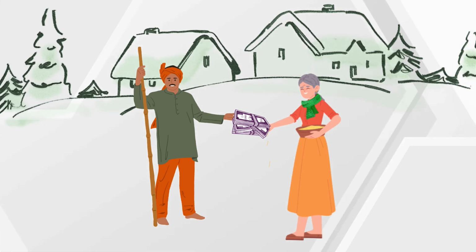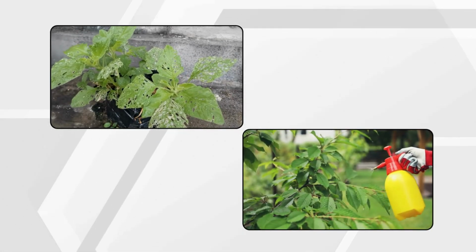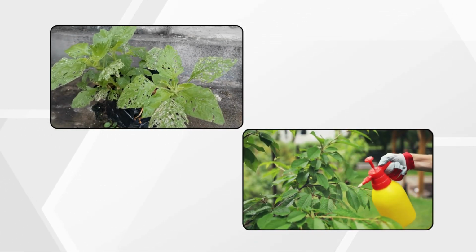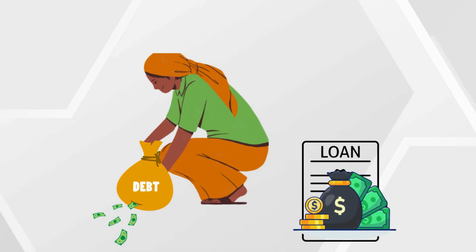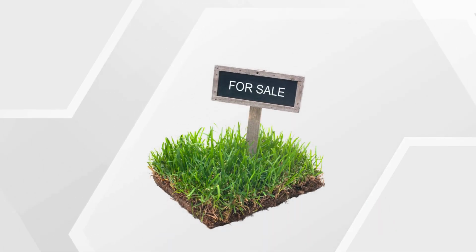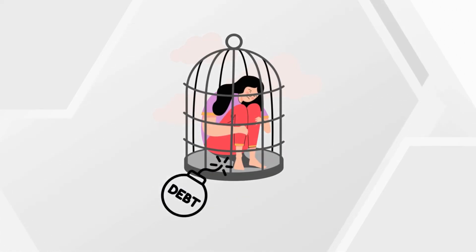At first, everything seems fine. But disaster strikes. Pests attack her crops. Even after using expensive sprays, the crop fails. She can't repay the loan. Her debt grows. Next year, she takes another loan. But even with a normal crop, she can't pay off the old debt. She ends up selling part of her land just to clear what she owes. In this case, credit trapped Sapna in a cycle of debt, something we call a debt trap.